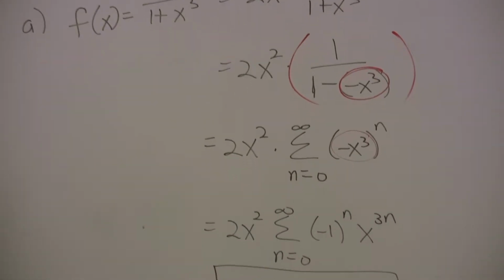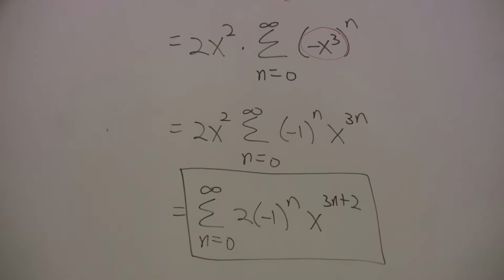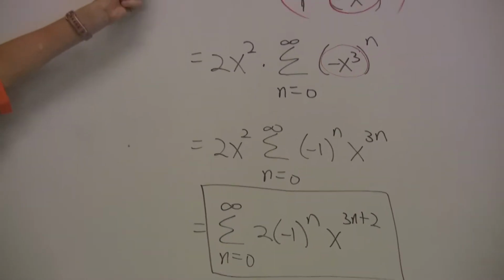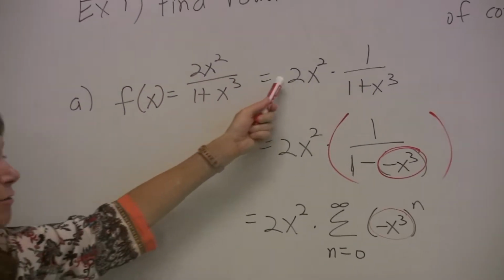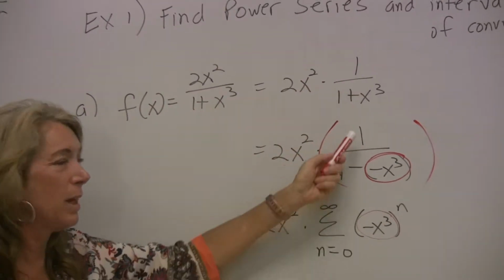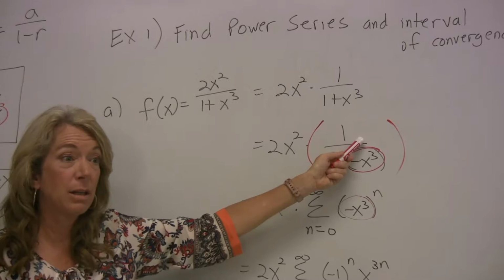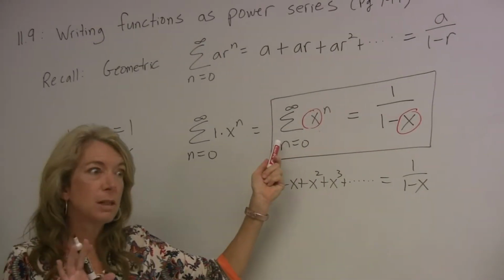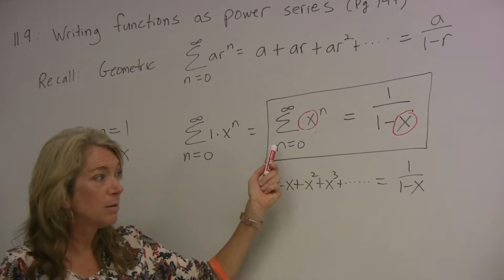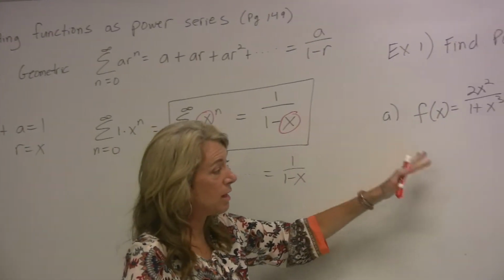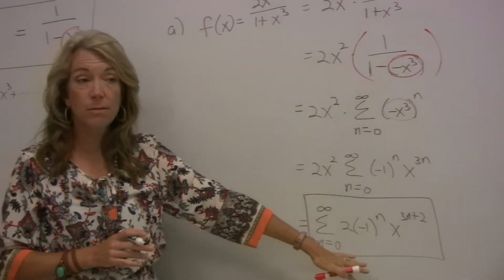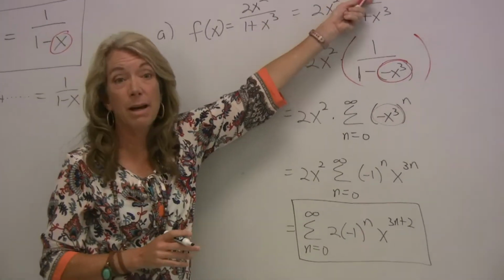Before I go on, let me talk about what we just did. The goal was to find the power series for a function. The first step was to algebraically mess around with it until we got the 1 over 1 minus something. It has to be in that form to be able to get the power series. From there, we use that same formula, simplify, simplify. Now we have a power series. So we've only done this part, finding the power series.